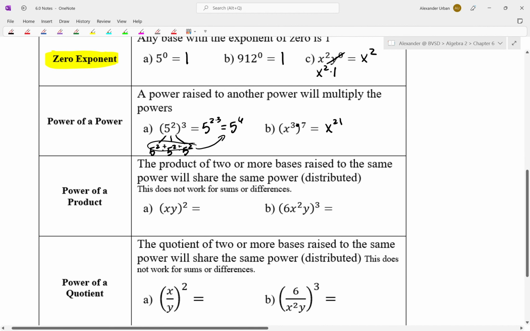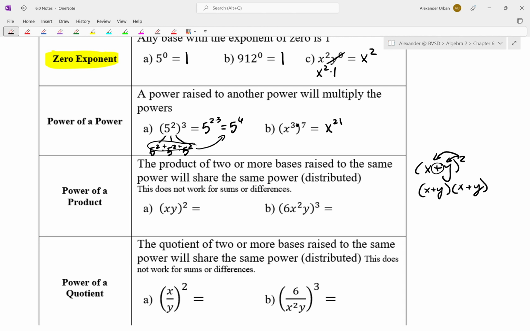Power of a product is the power of 2 or more bases raised to the same power will share the power. This means we're going to distribute the power. Now, one place where this does not work is when we are trying to distribute the power over a sum or difference. So I'll say on this one, x plus y squared, you cannot distribute the power over addition or subtraction. We have to always rewrite addition and subtraction problems out as x plus y times x plus y. And then you're going to use distributive property or FOIL or the generic rectangle, any method that you choose. So this only works with multiplication.